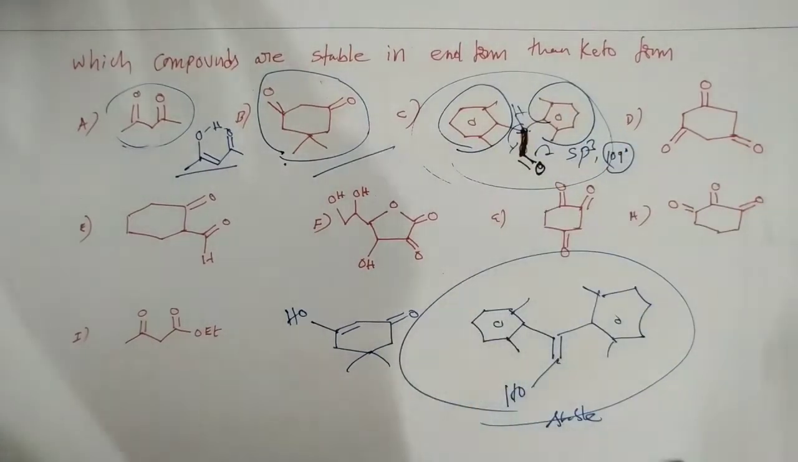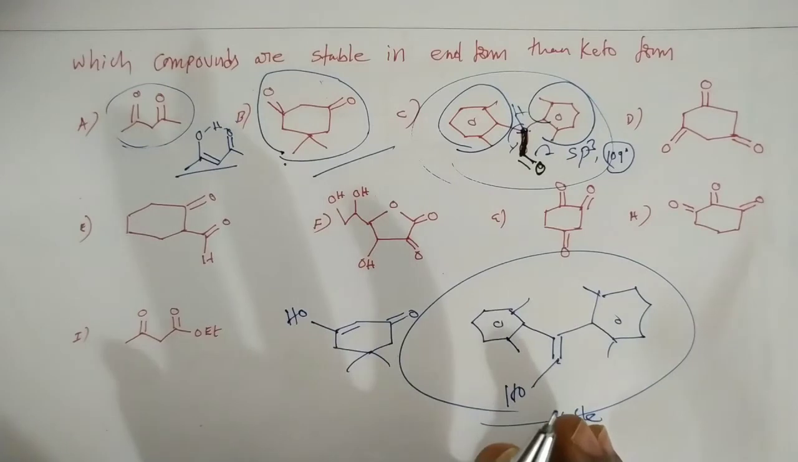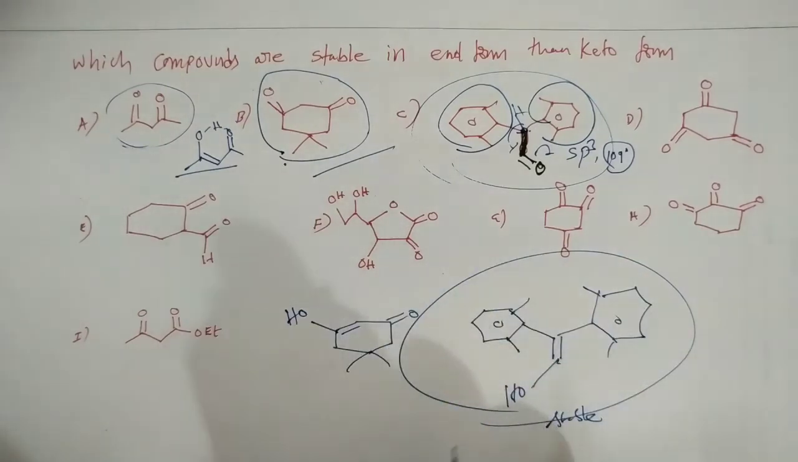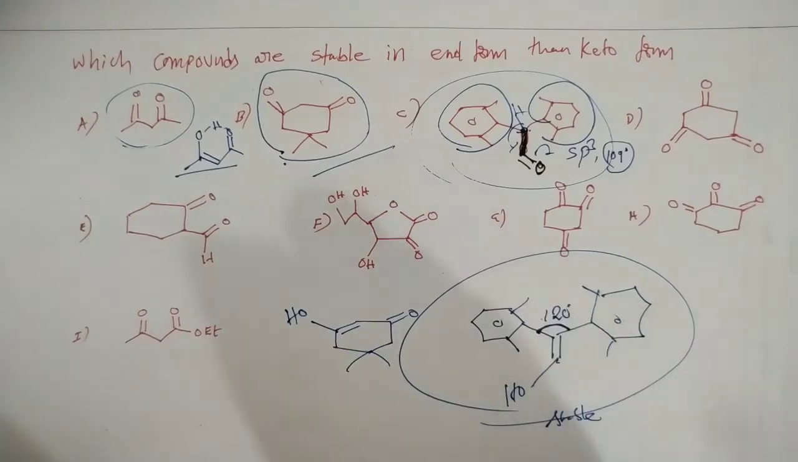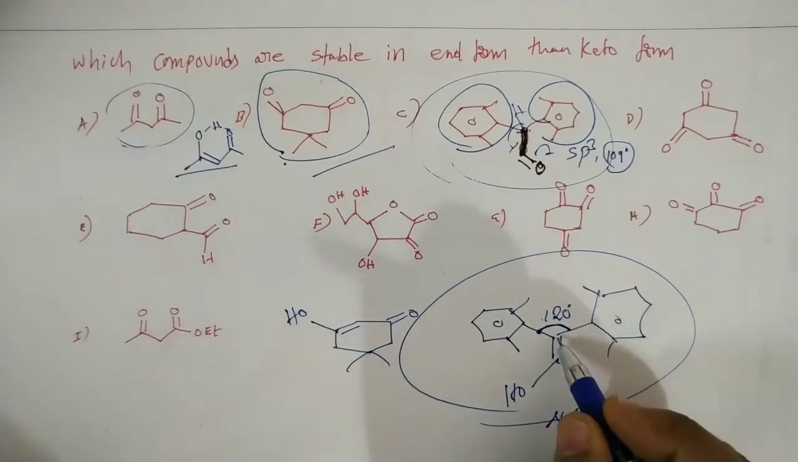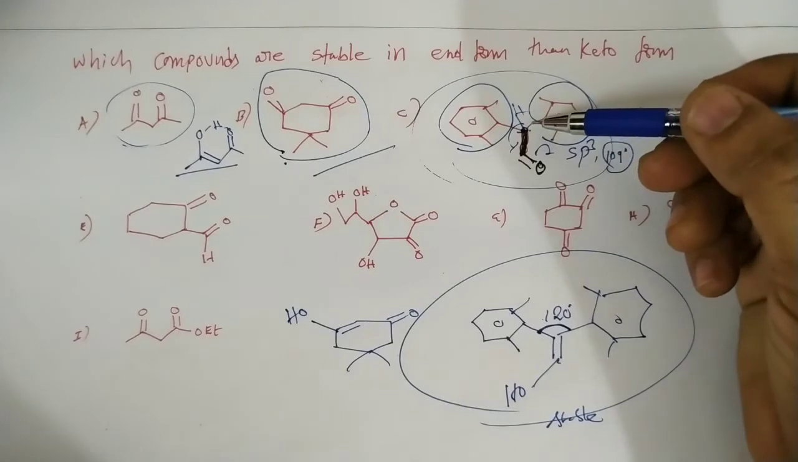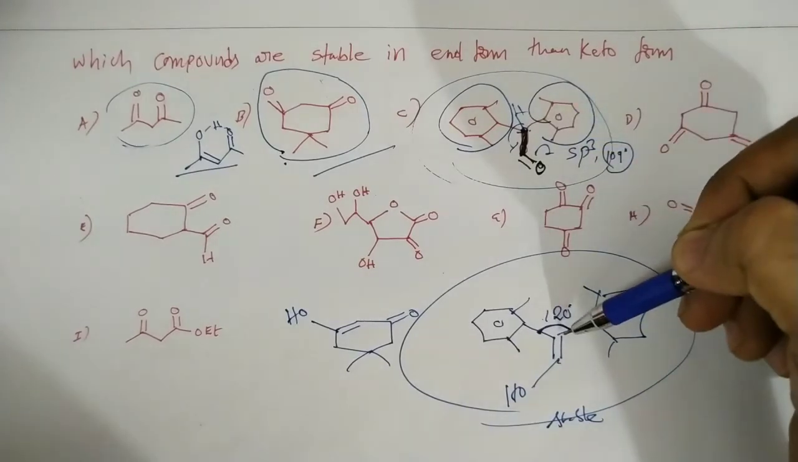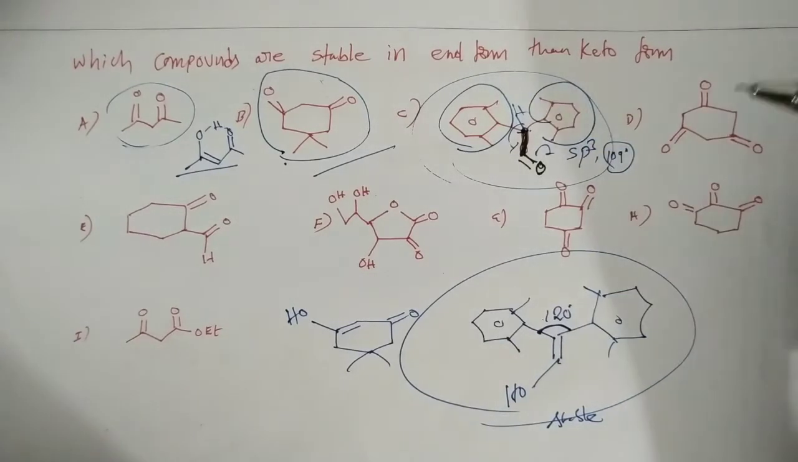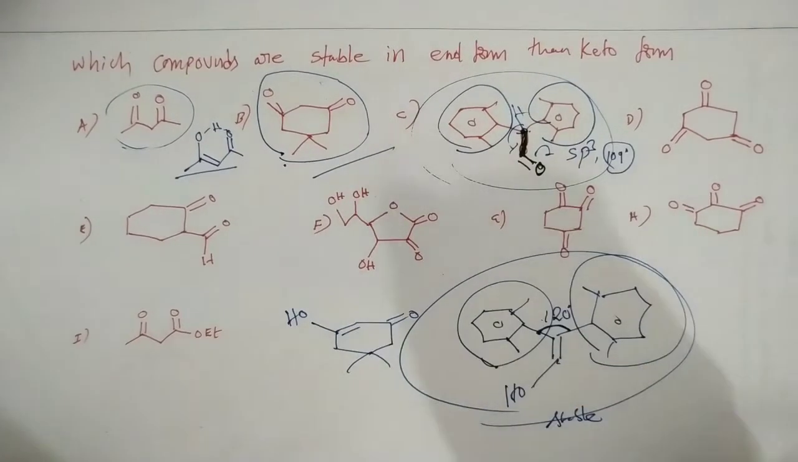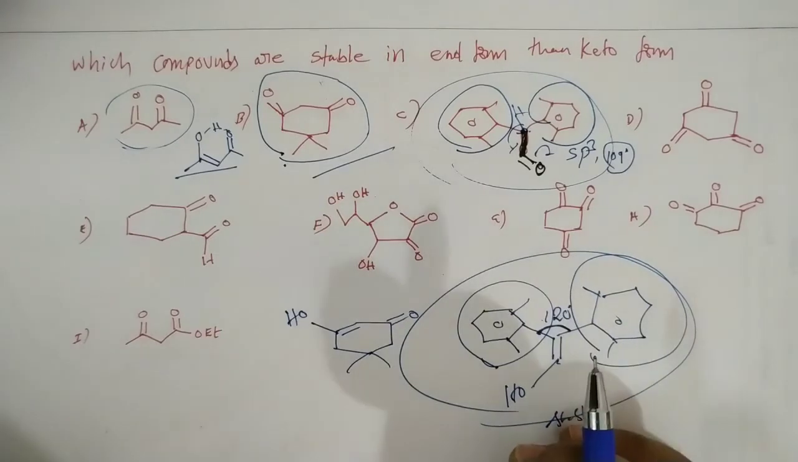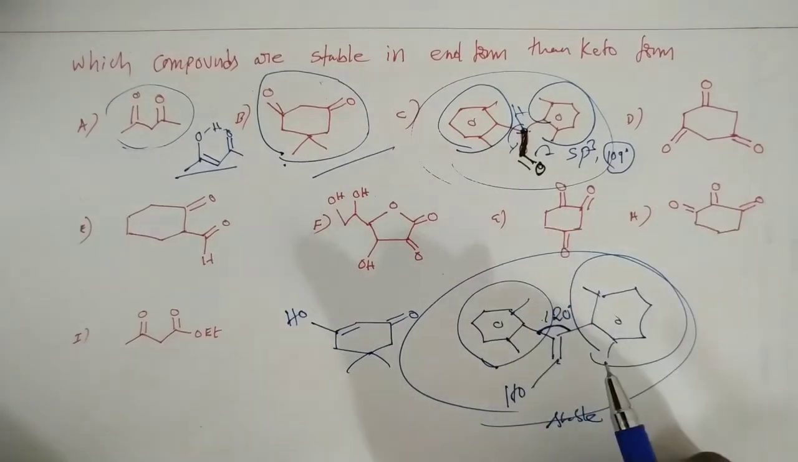The angle of 109 degrees is a smaller angle between the two bulky groups. But in the enol form, between these two groups there is nearly a 120 degree angle. Because the sp3 carbon is converted to an sp2 carbon after enolization, the bond angle increases, so the repulsion between these two bulky groups decreases. That's why the enol form dominates over the keto form.